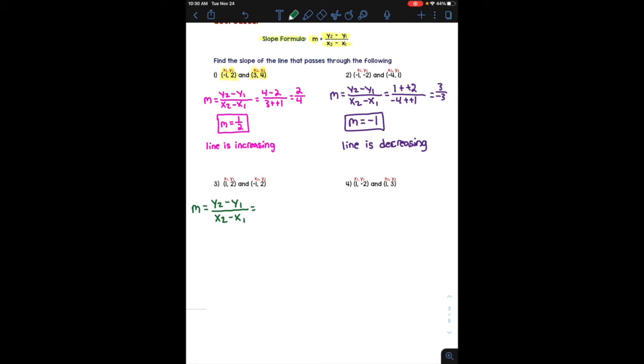When we substitute our values in this case, we're going to have 2 minus 2 divided by negative 1 minus 1. When we simplify, 2 minus 2 is 0, and negative 1 minus 1 is negative 2. We can simplify this fraction, 0 divided by negative 2, which our value is going to be 0. 0 divided by any number is 0. In this case, the value of our slope is 0. Therefore, this tells us that the line is going to be horizontal.